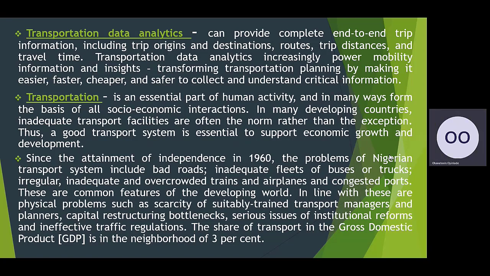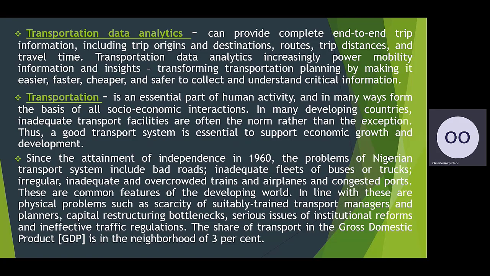So transportation data analysis will help an individual, an analyst, or someone who is in charge of the data for his company, either as a fleet manager, a logistics executive, a data analyst in whatever form it comes, or a business intelligence analyst or business analyst, whatever the title may be that is related to this kind of information. You'll be able to generate end-to-end trip information: the trip origin and destination, the route, the trip distance, and like I mentioned, the travel time. Transportation data analysis will increase the power of mobility, easier and faster, and it's able to collect information and understand critical information related to it.